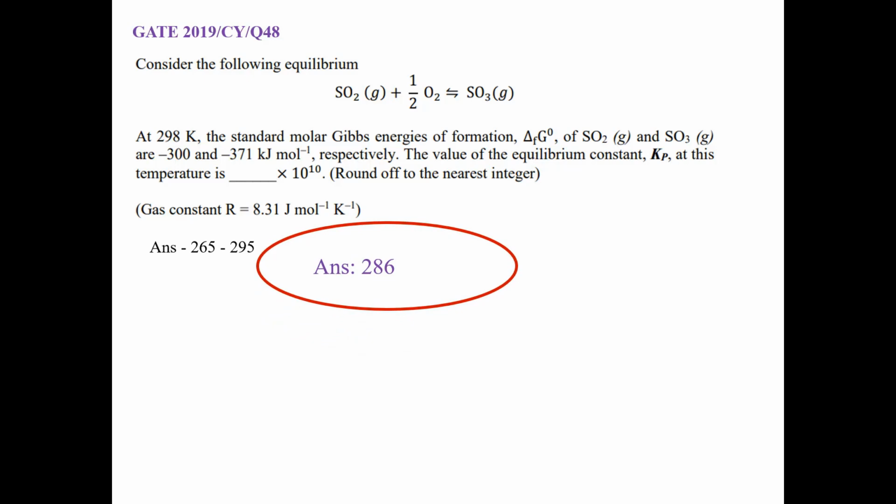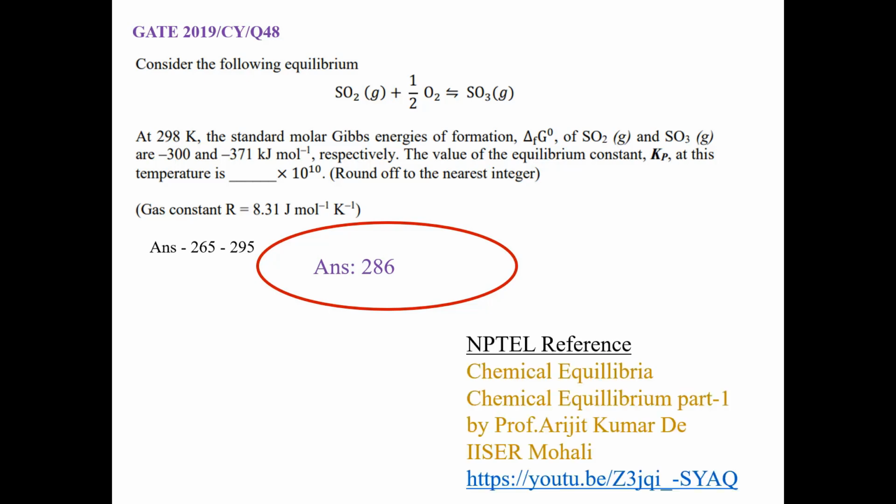We are asked to round off to the nearest integer, so we need not represent it in decimal, only in the form of an integer. For more details on this topic, please go back and watch the NPTEL video on the topic Chemical Equilibrium Part 1 by Professor Arijit Kumar De, IISER Mohali.